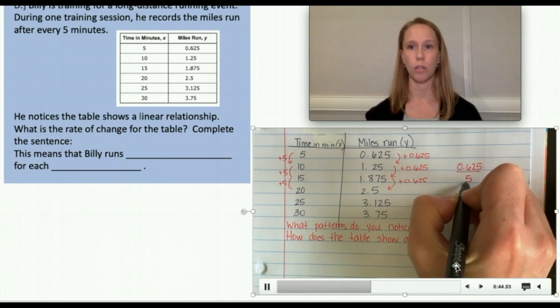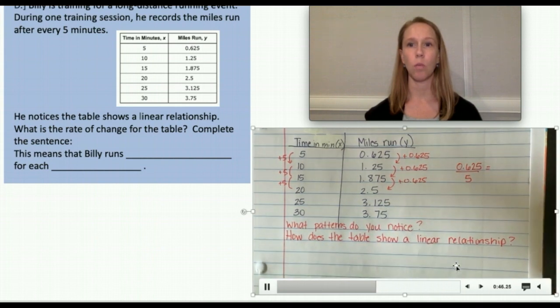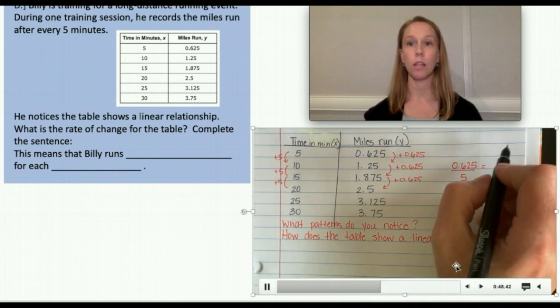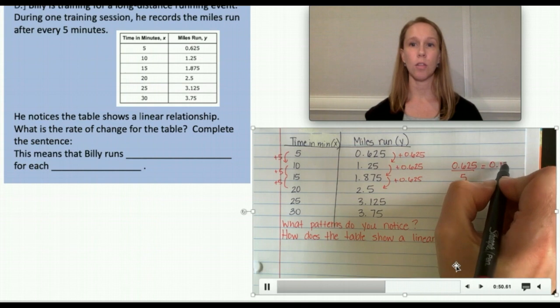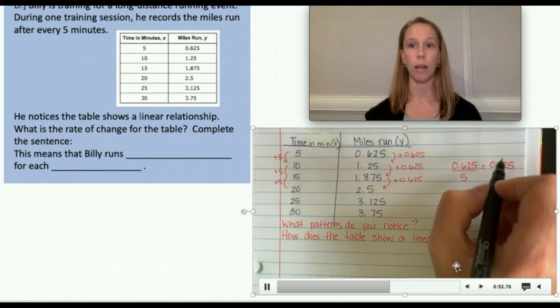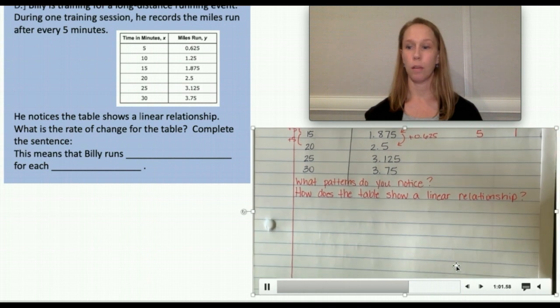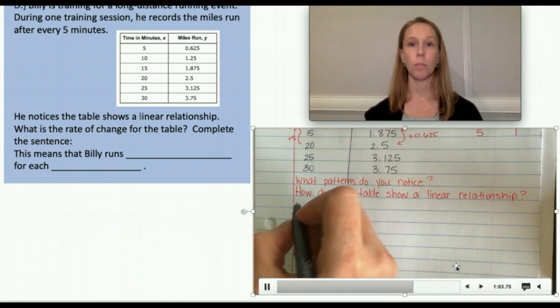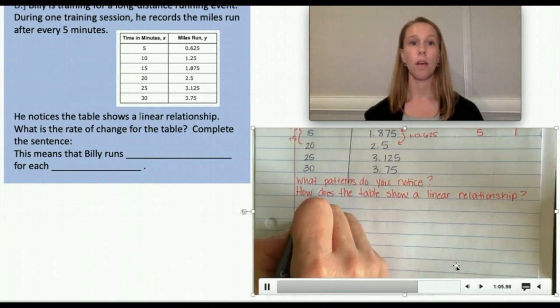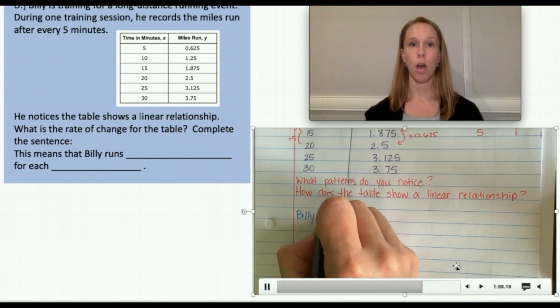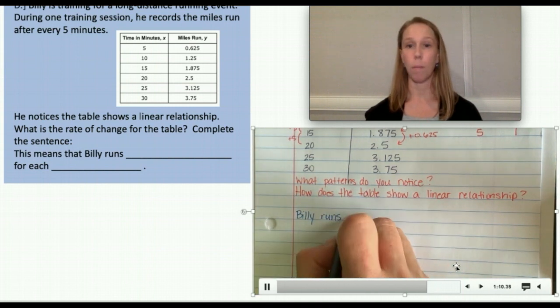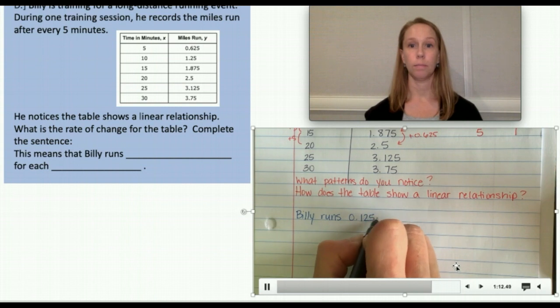That's the linear relationship. So I can simply divide y by x or find the unit rate. So if I take 625 thousandths divided by 5, I get 125 thousandths. So that is the relationship, and that tells me the miles run per minute. So to complete the sentence, this tells me that Billy runs 125 thousandths of a mile every minute, or for each minute.